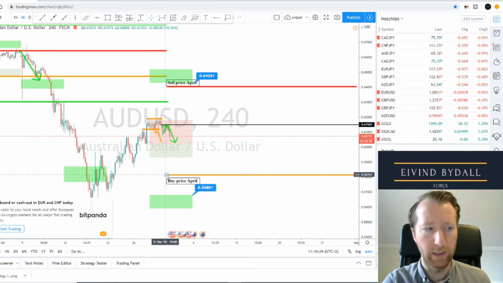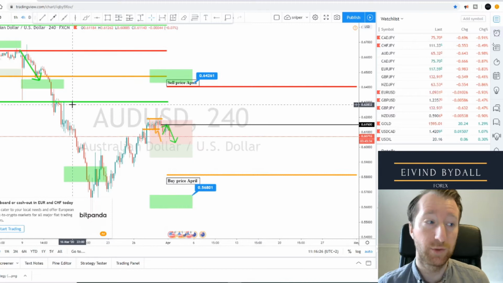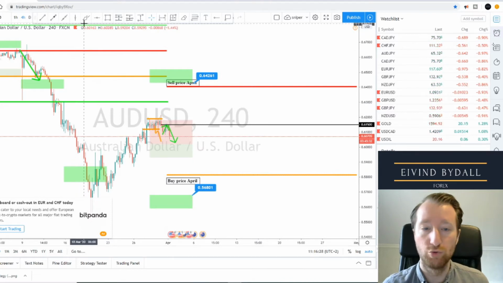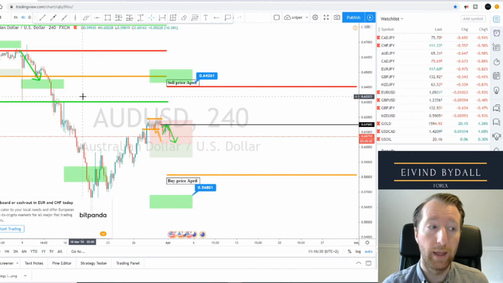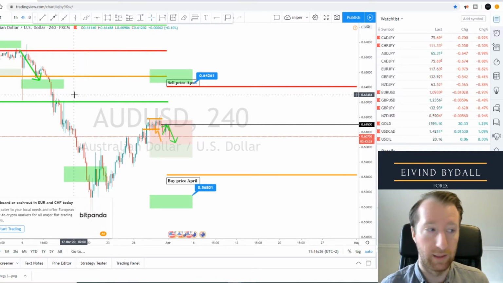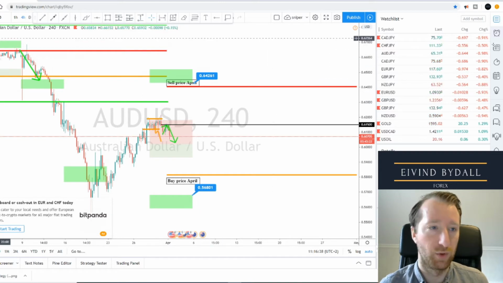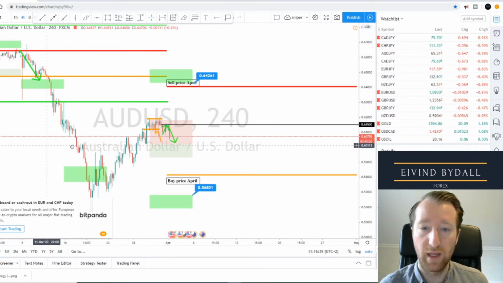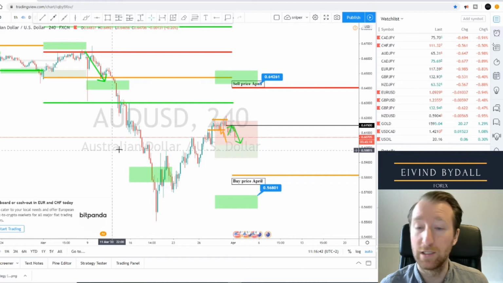So a small introduction into my style of trading. I do price action and I do pivot points. What you're seeing right now is price action, and my drawings, which I physically draw myself.